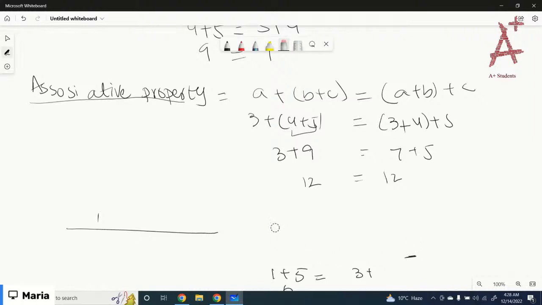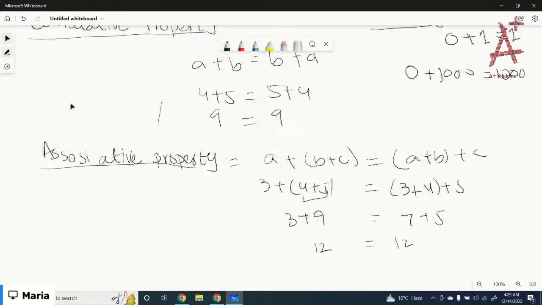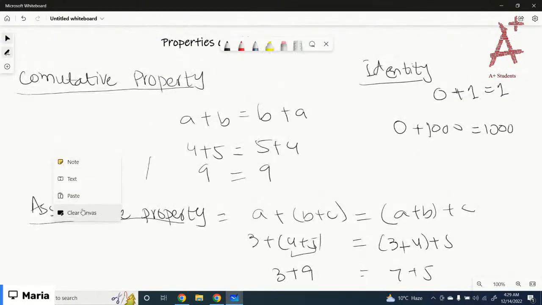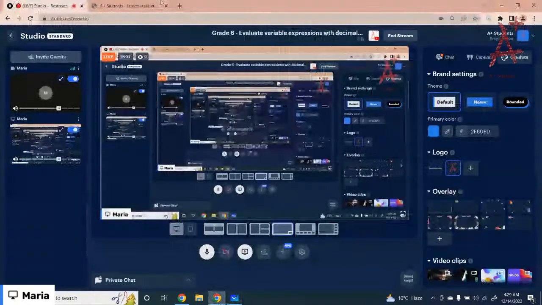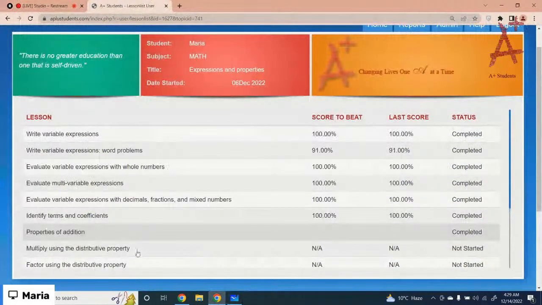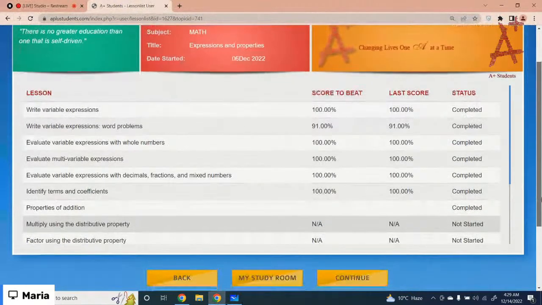So you have three properties: associative property, commutative property, and the identity. These are the three properties of addition. Okay, so let's start with the new lesson. The next lesson is multiply using the distributive property.